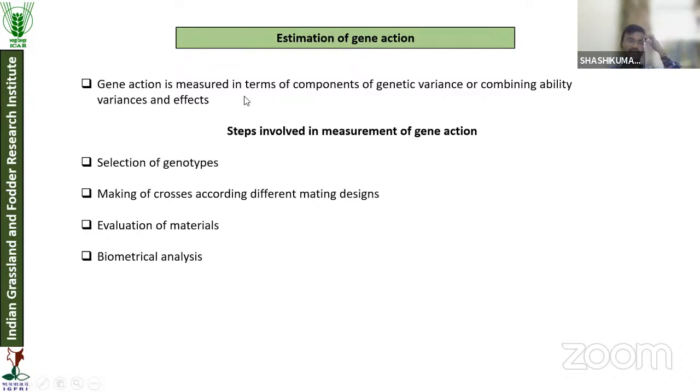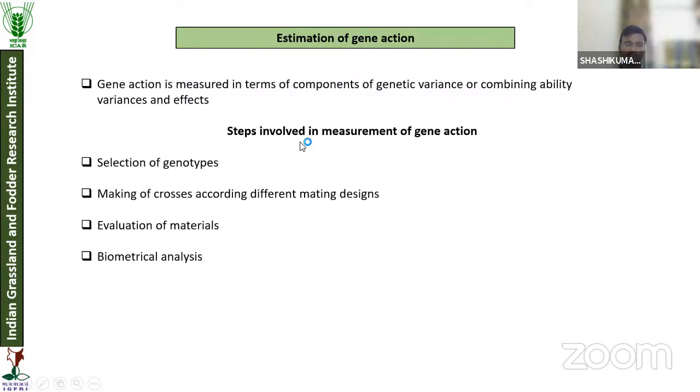To calculate this gene action for different traits, in crop improvement, they have designed different types of experiments. Through such experiments, you can estimate the gene action of the trait of interest. This gene action can be estimated as a component of genetic variance or through combining ability variances and effects.